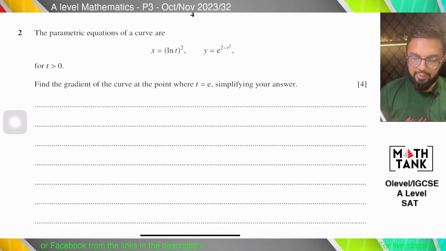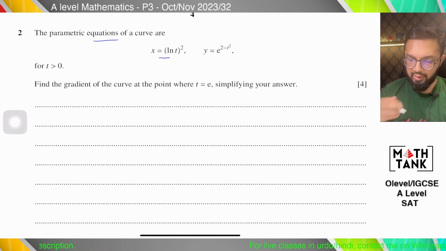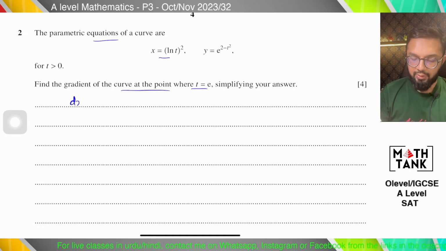Question number two says the parametric equations of a curve are x equals ln t squared, and y equals e to the 2 minus t squared. Find the gradient of the curve where t equals e, simplifying your answer. So first you do the differential of x. So you get dx over dt equals 2 times ln t to the power 1 into 1 over t.